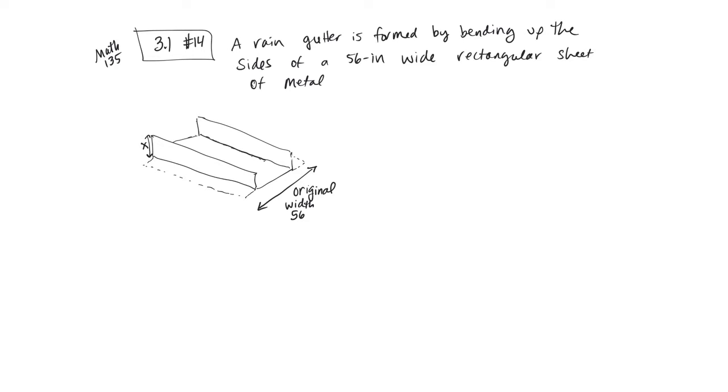Okay, in this problem we have a rain gutter which is formed by bending up the sides of a rectangular sheet of metal. So this little side that we're bending up is x, and so up it comes. If we originally had a 56-inch wide rectangular sheet, then this right in here would be 56 minus both sides, so minus 2x. And then the height here is x.